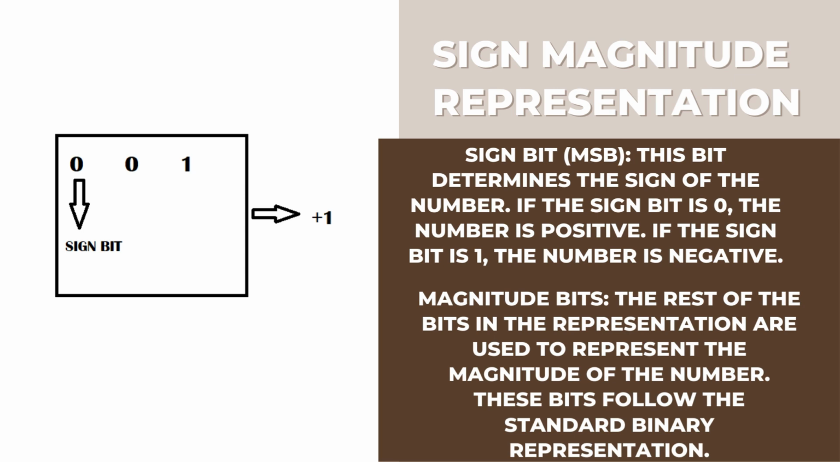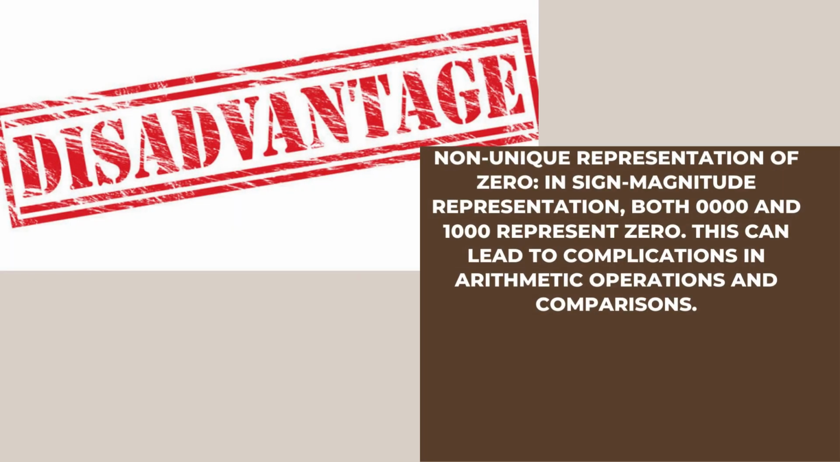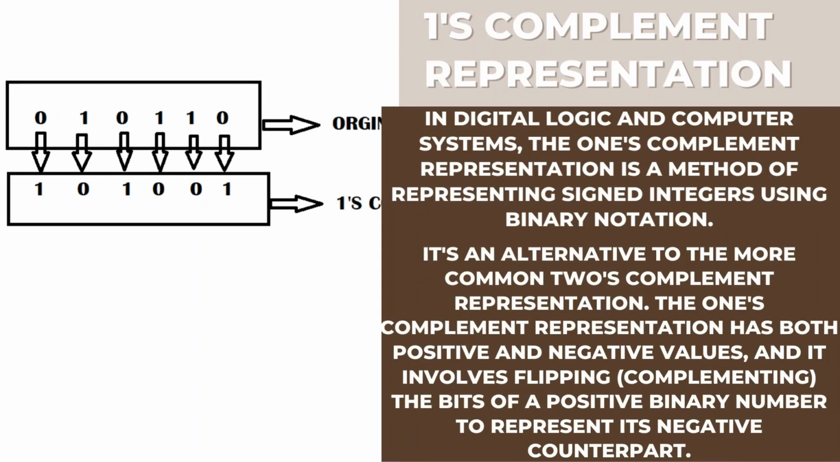Magnitude bits. The rest of the bits in the representation are used to represent the magnitude of the number. These bits follow the standard binary representation. Disadvantage of sign magnitude representation. Non-unique representation of 0. In sign magnitude representation, both 0000 and 1000 represent 0. This can lead to complications in arithmetic operations and comparisons.